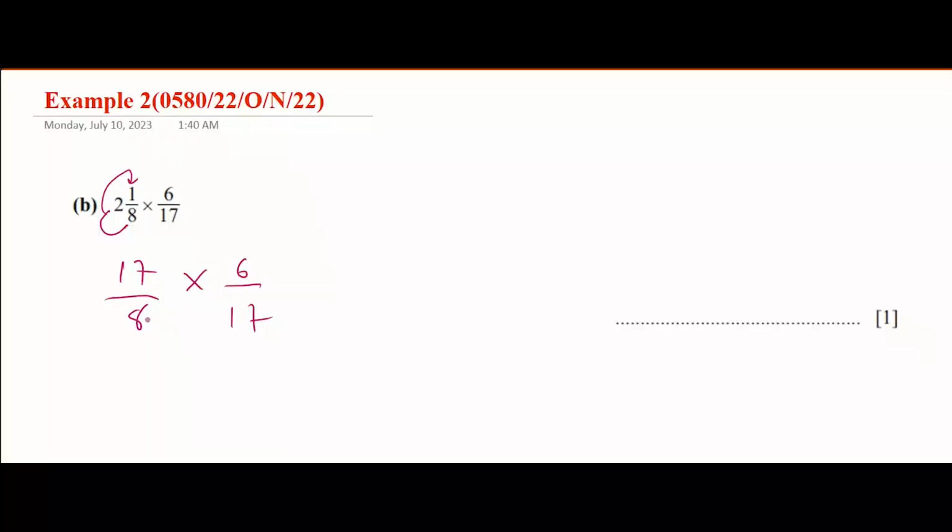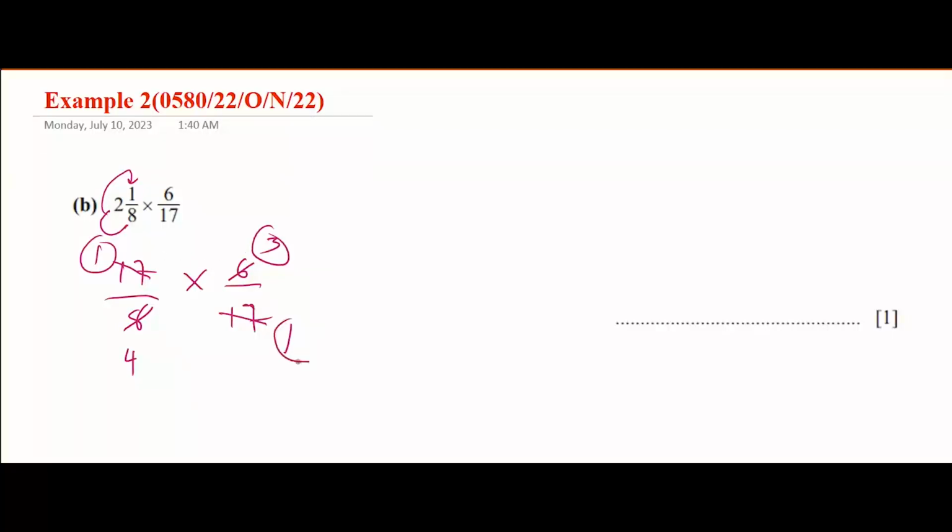So what you can easily do here, you can reduce this conveniently. Let's see, 17 and 8, there is no number that can go. Let's check the second fraction, 6 and 17. There's no number that can go. So let's check the diagonals. 17 here once, 17 here once. Let's check the second diagonal. 2 goes in 6 3 times, 2 goes in 8 4 times. So you have 1, 3, 1 and 4 left.